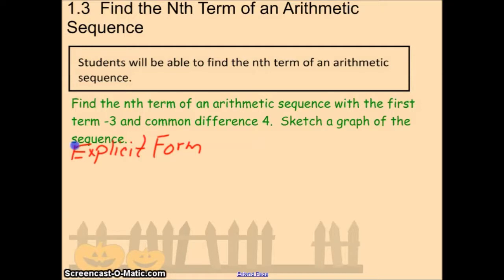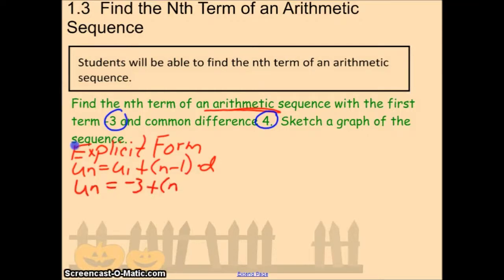Since this is arithmetic, we're going to use u sub n is equal to u sub 1 plus n minus 1 times the common difference. They're giving you the two things we need to know: the first term is -3, the common difference is 4. So all we have to do is plug them in. U sub n is equal to -3 plus n minus 1 times 4. I'm going to put this in simplest form. I'm going to distribute the 4. Combine like terms.